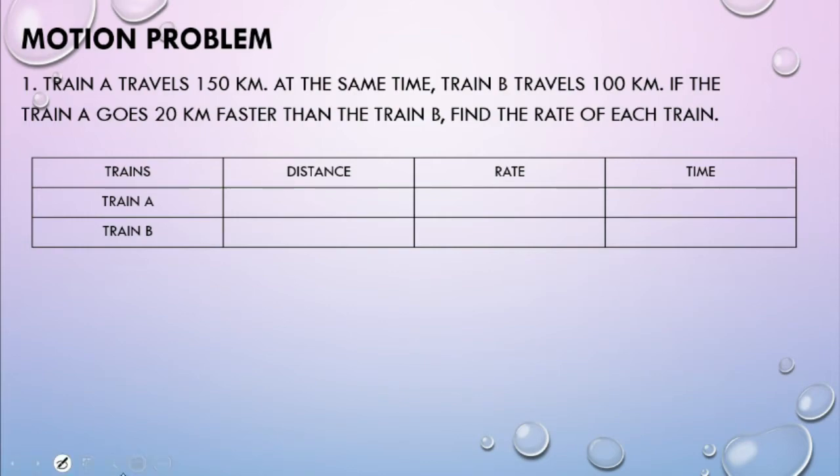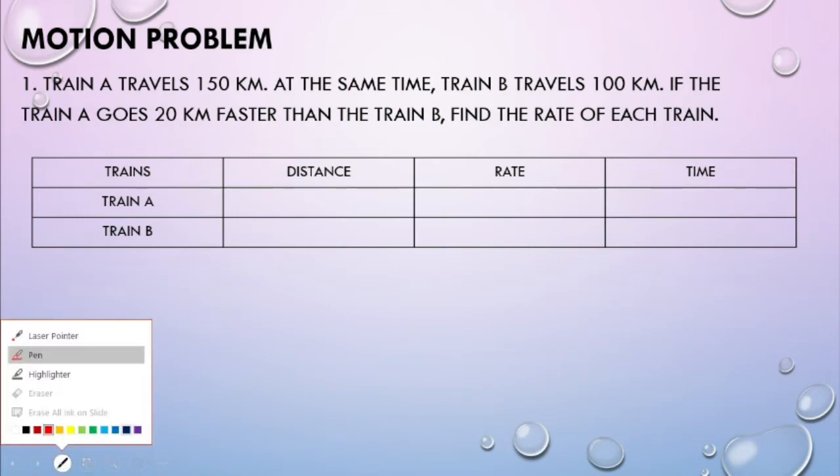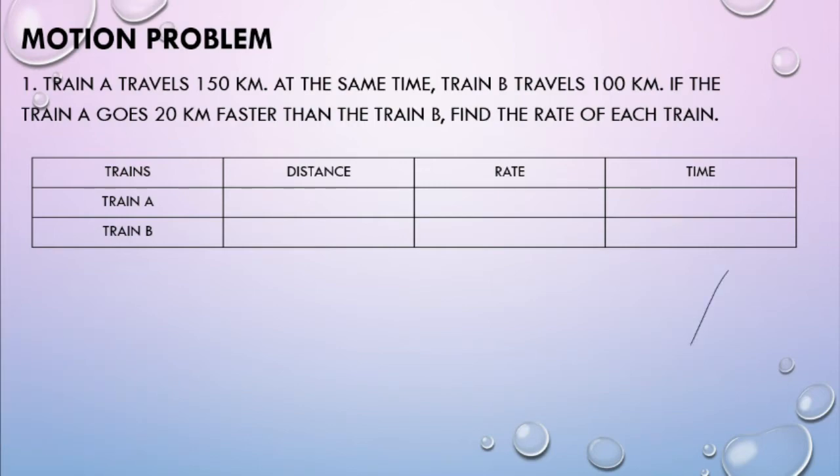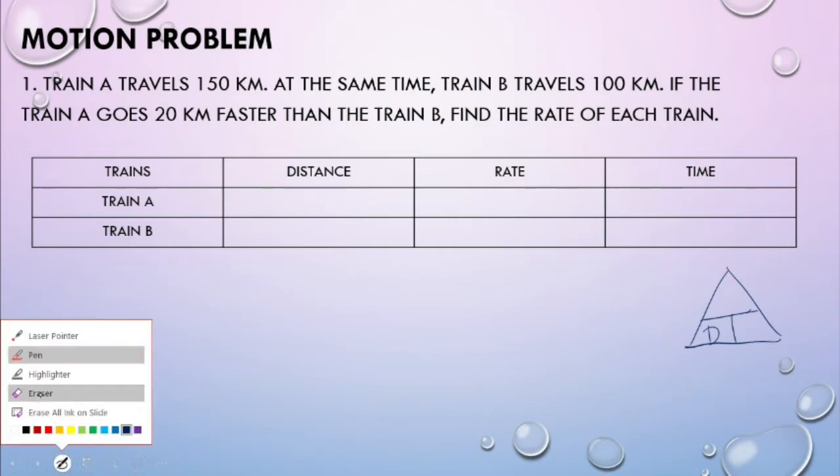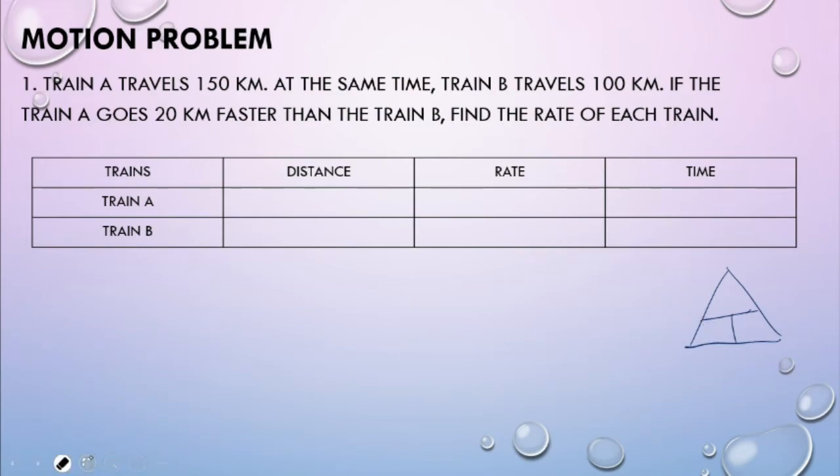So if we are dealing with this problem, remember we have this triangle formula for the distance, rate, and time. Sabi natin, the rate is equal to distance over time. Okay? Now, as you can see, we have a table here. So, pwede natin siyang pilapan. For train A, sabi daw, meron siyang 150 kilometers. Train B, 100 kilometers. Okay?